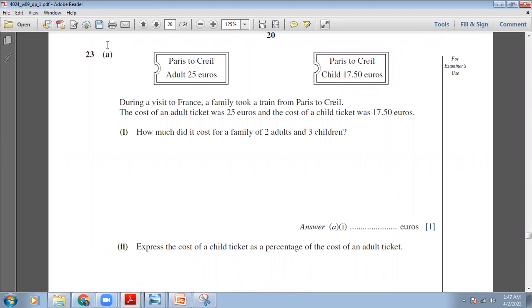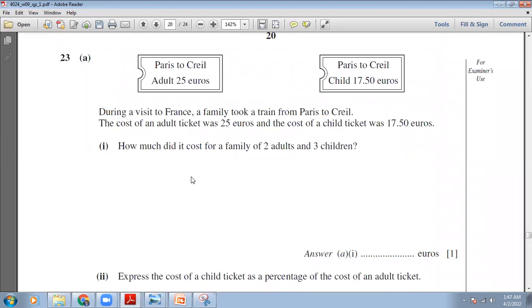Question number 23 is showing up on your screen. He says the word is Paris to Thrill. Adult ticket is 25 euros. Child ticket is 17.50 euros. I don't know the exact pronunciation.